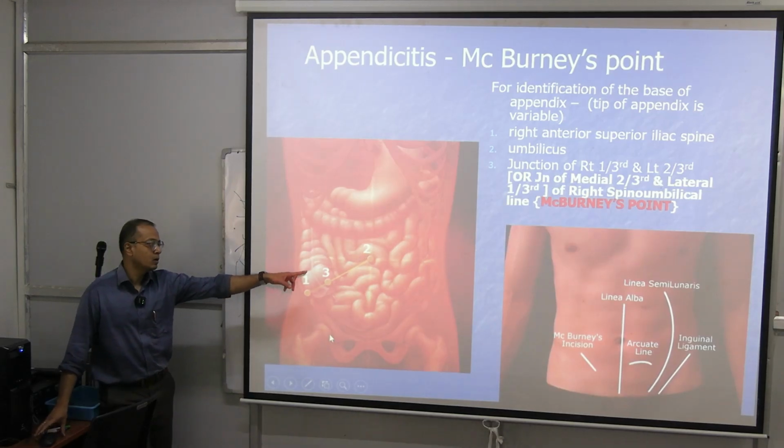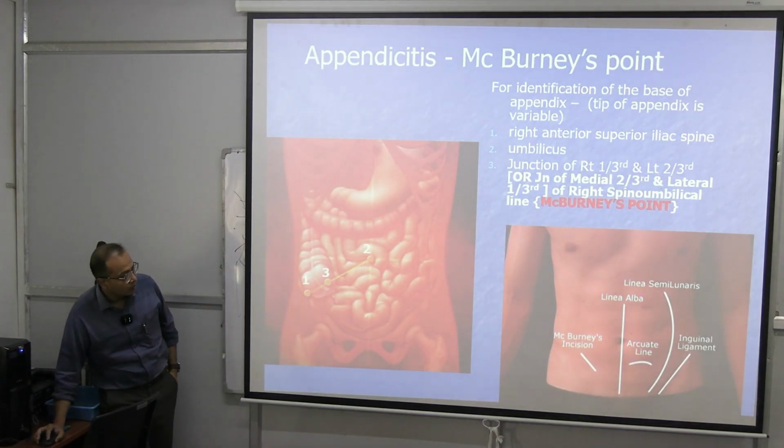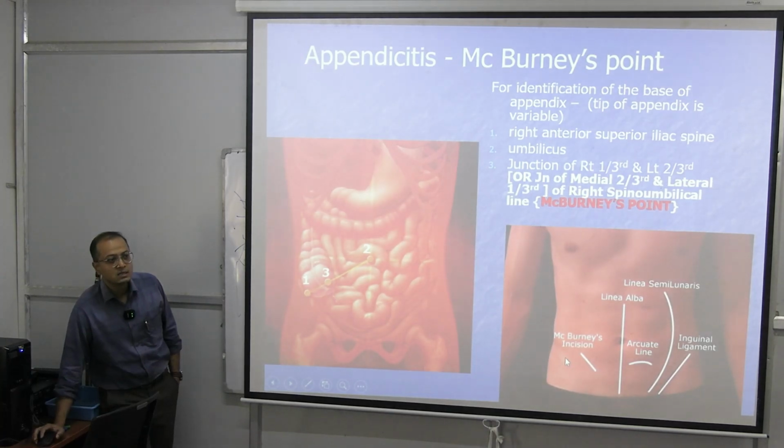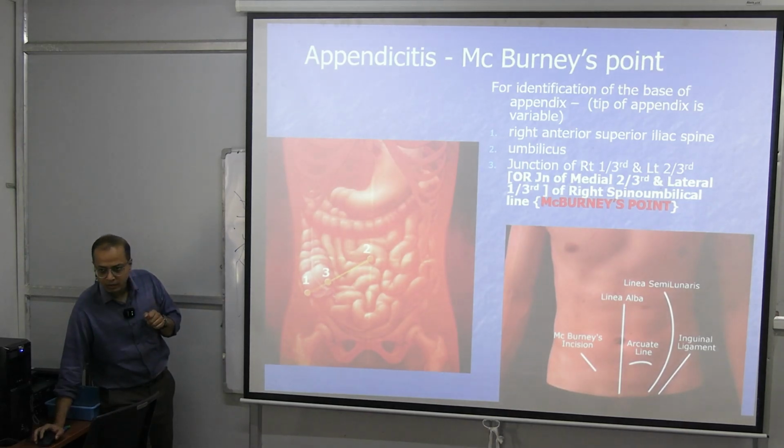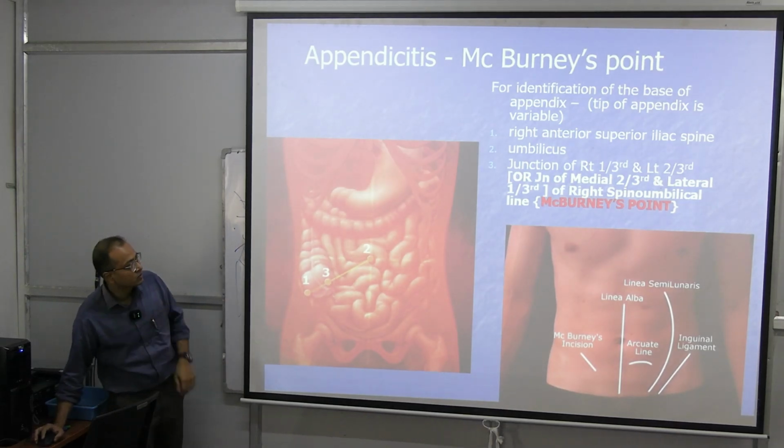We find these particular points 1, 2, 3, and joining number 3 is McBurney's point. Clear? How are you going to find this? From the ASIS to this point, and if you make an incision here, you call it McBurney's incision. If you cut at the McBurney point, we call it McBurney's point incision. We call it gridiron incision as well.